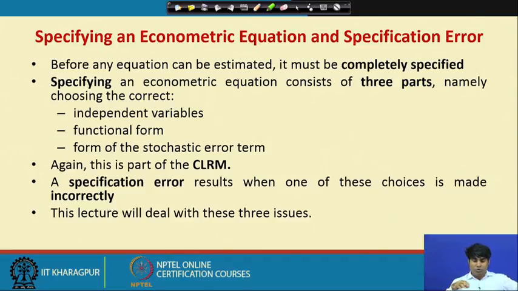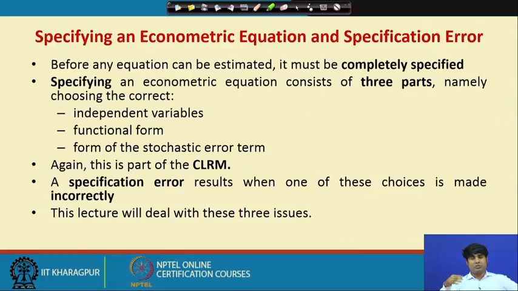So, we may have different kinds of issues. We would like to learn how this particular issue can be addressed nicely, so that we can use this model for the decision making process. And the second issue is the functional form. Sometimes whatever set of independent variables we may sort out, if the kind of functional form is not correct, then again there is a misspecification.